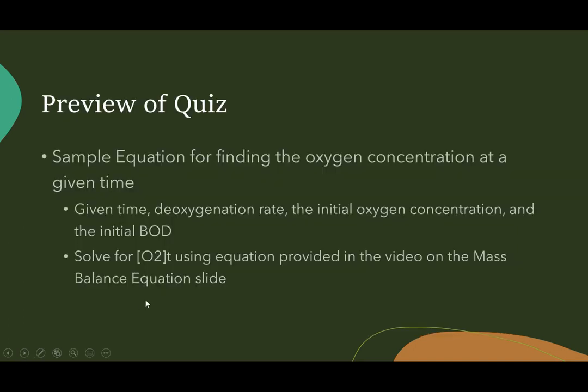So to practice what we just learned, we'll preview our quiz. So our quiz consists of a sample equation for finding the oxygen concentration at a given time. In this quiz, we will be given time, oxygenation rate, the initial oxygen concentration, and the initial BOD. We'll then solve for the oxygen concentration at a given time using the equation provided in the video on the mass balance equation slide that we have just gone over.